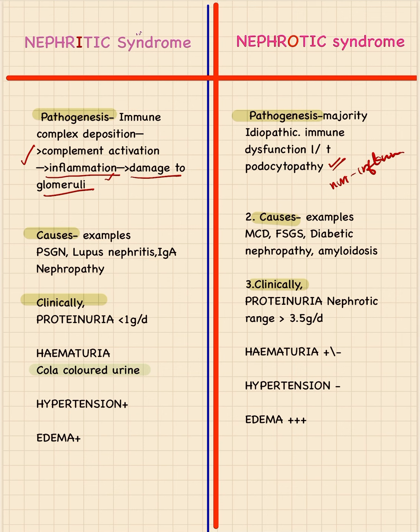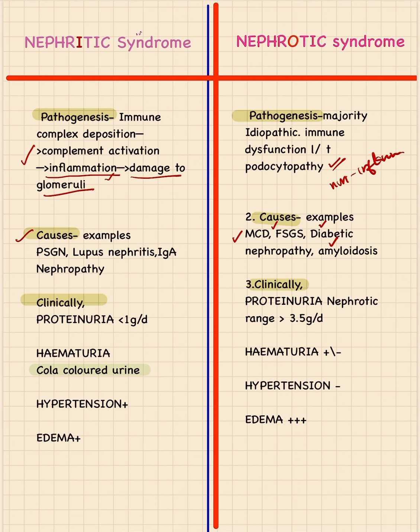Next, the causes of both are different. The important causes of nephritic syndrome are post-streptococcal glomerulonephritis, then lupus nephritis, IgA nephropathy. And in nephrotic syndrome, again, a variety of causes are there, but the important ones are minimal change disease, focal segmental glomerular sclerosis, then diabetic nephropathy, amyloidosis. These two are among the important causes of secondary glomerulopathies causing the nephrotic syndrome.